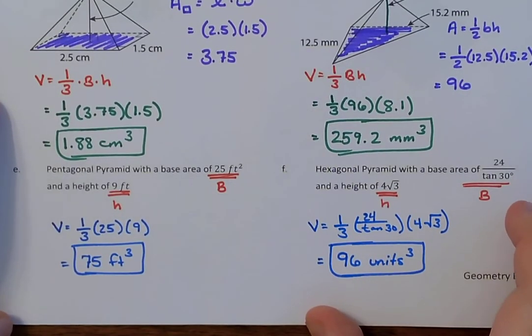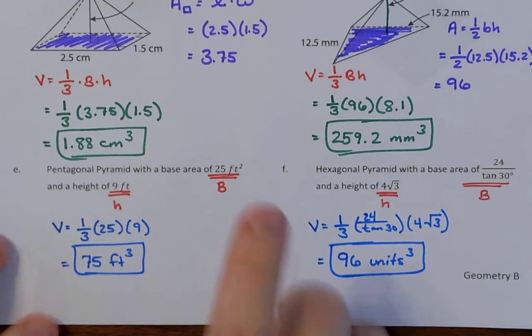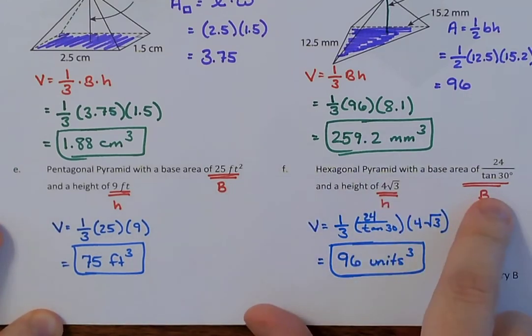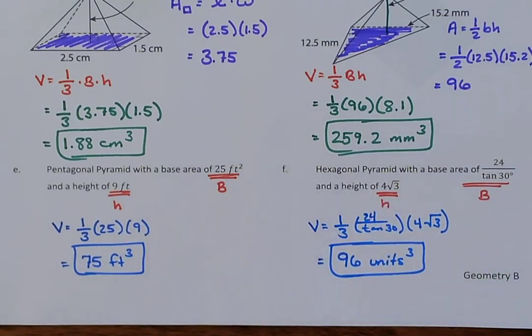Anything that has a base more than a rectangle, so a pentagon, a hexagon, and so on, they will tell you the area of the base, and then they will tell you the height of the pyramid. You just have to plug everything into the formula, 1/3 times B times H. So that is how you go through and find the volume of a pyramid for section 18.2.